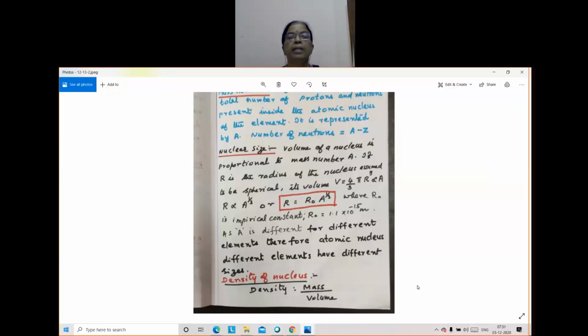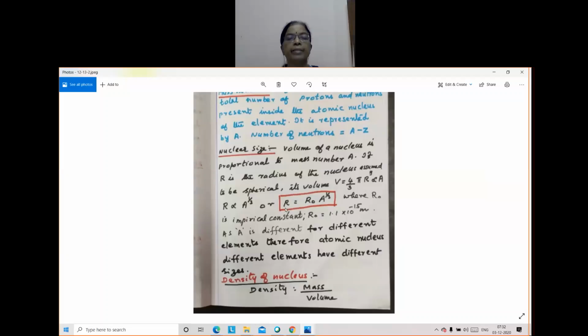So that is nuclear size. The volume of the nucleus is proportional to mass number. If R is the radius of the nucleus, assumed to be spherical, its volume, 4/3 pi R cube, is directly proportional to mass number A. Or R is proportional to A raised to 1/3. R is equal to R0 into A raised to 1/3. This is a very important equation, relation connecting the size of the nucleus and the mass number.